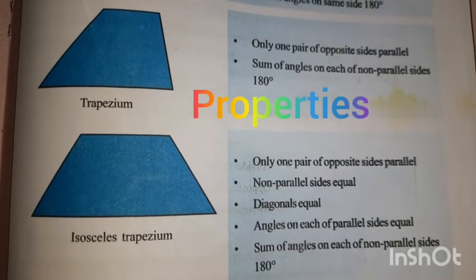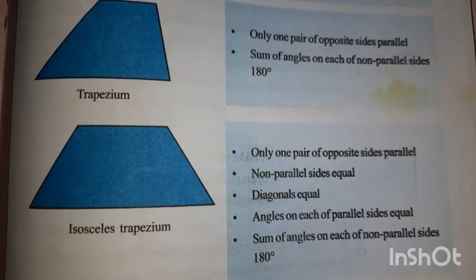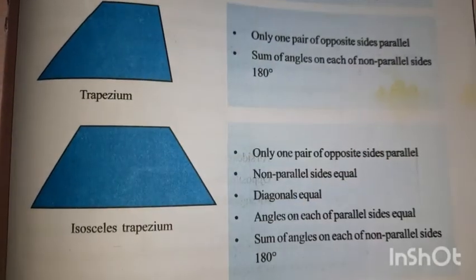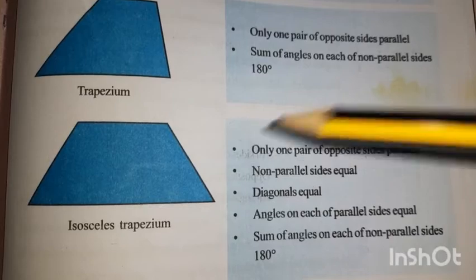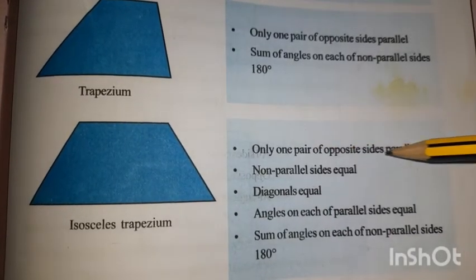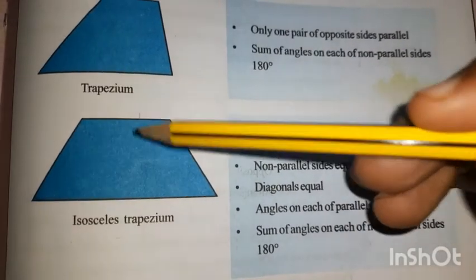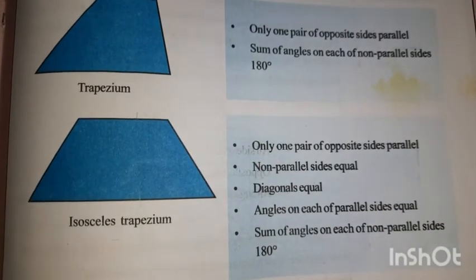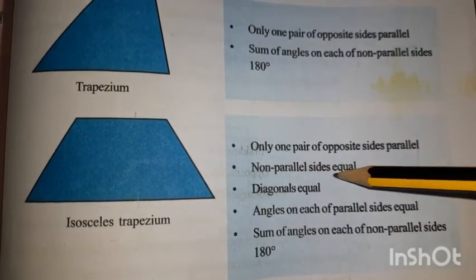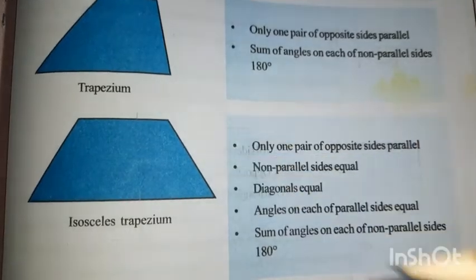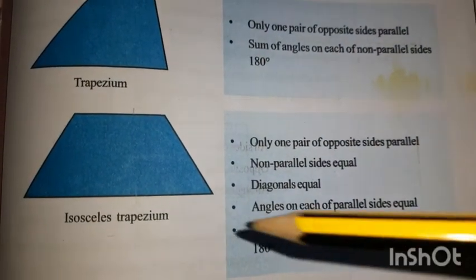There are two types of trapeziums. One is the isosceles trapezium and the normal one. In the case of isosceles trapeziums, one pair of opposite sides are parallel, and the non-parallel sides are equal. Diagonals are equal.